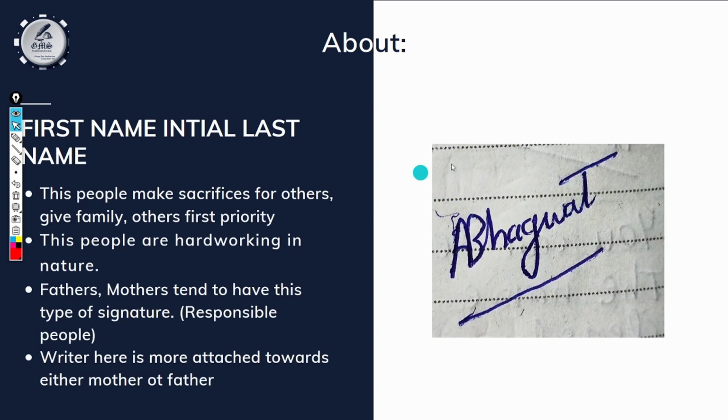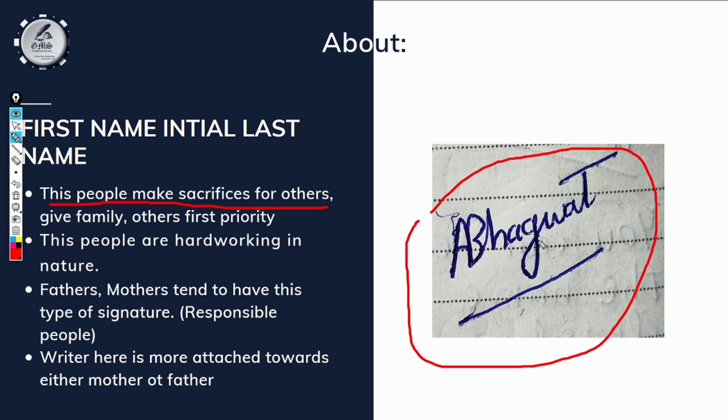You will find your father or your mother signing like this, and let's see why. As I have written here, these people make sacrifices for others. The reason your father or your mother may have this type of signature is because they make sacrifices for their family. The big leaders tend to sign like this. If you see Albert Einstein's signature, he too has this type of signature. He has two types of signature, one with Albert Einstein, yet in most of his signatures he writes only A and then his whole last name.